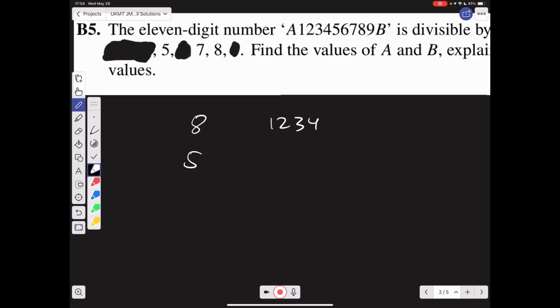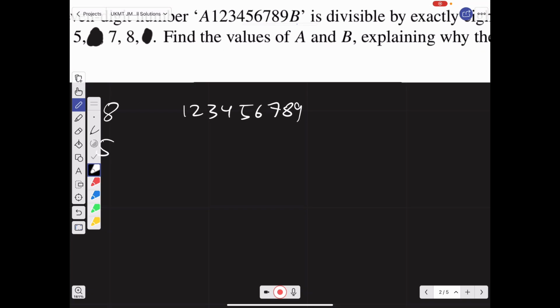So if it's divisible by 8 and not divisible by 5, let's assume that. Now we're going to write this number out with the two gaps, front and back. For a number to be divisible by 8, the last 3 digits have to be a multiple of 8. Currently it's 8, 9. The only possible number is 896.